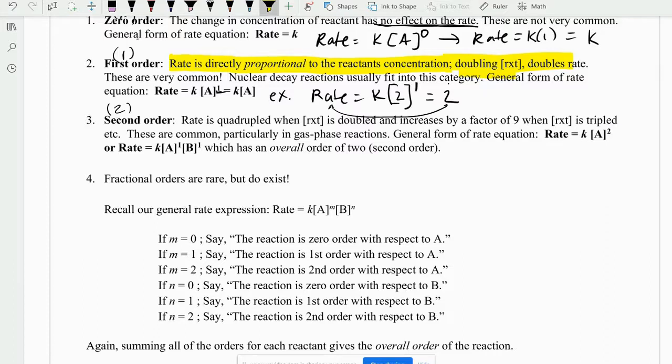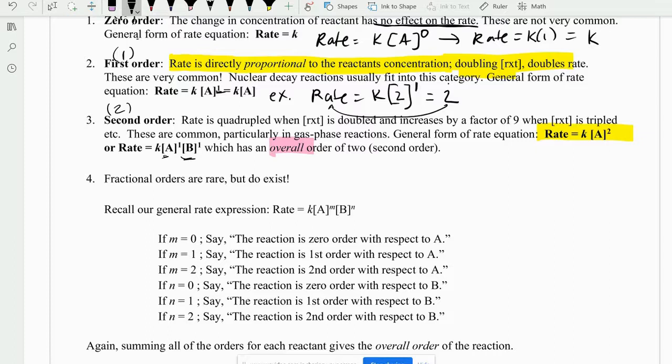Now, what you're noticing here is I gave you 2 possible options. The rate could be second order if there's only 1 reactant, or look at what else. You can have an overall order of 2 if you have a reaction involving 2 reactants and each of them has the order of 1, at which point if you were to take the sum of both reactants, you would have an overall order of 2. Make a note, fractional orders are rare, but they do exist.